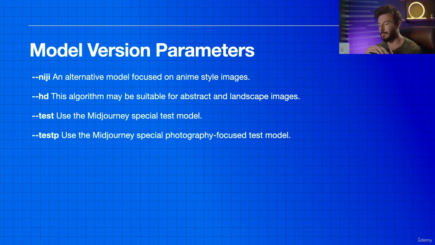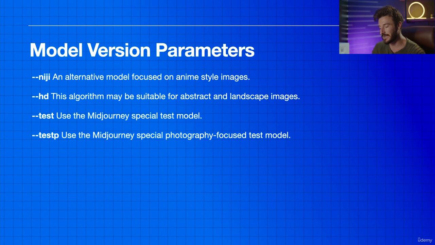And then we have minus minus test, which is going to give you just a very standard, very average style of photo. And then we have test P. This is my personal favorite because this allows you to get extremely photorealistic looking images. So using this one for portraits or just any kind of scenario where you want something to look real, this is the parameter to use.